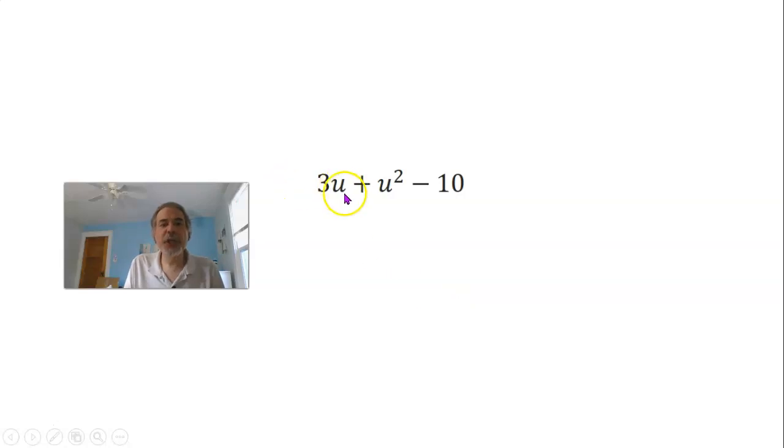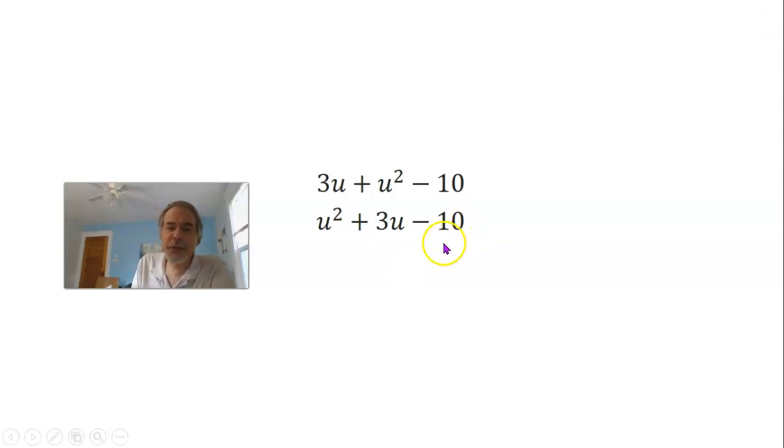How about this one? 3u plus u squared minus... Wait a minute. Something weird's going on here. We've got a u squared in the middle, so this isn't arranged the way those others were. Let's fix that. Let's just rearrange these so that the part that's squared is in front. U squared plus 3u minus 10. Okay, that's better.